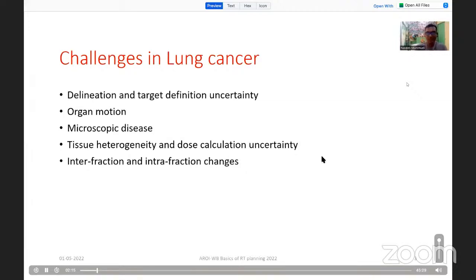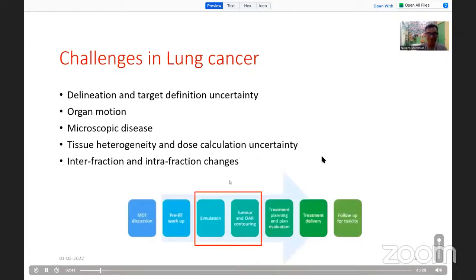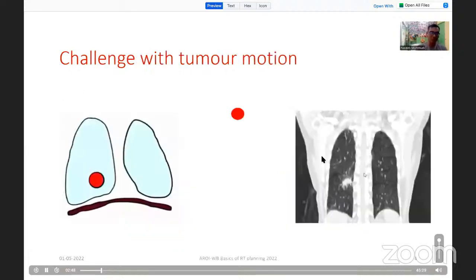And more importantly, the most unique thing about lung cancer is the tissue heterogeneity that you come across when you're going to do the radiation planning. So we will see about all this briefly later. This tissue heterogeneity leads to certain uncertainty while you are doing the dose calculation. And also, last but not the least, there's a lot of interfraction and also intrafraction changes. So this is the workflow in any lung cancer radiotherapy planning, and we will see where are the challenges and how we go about it.